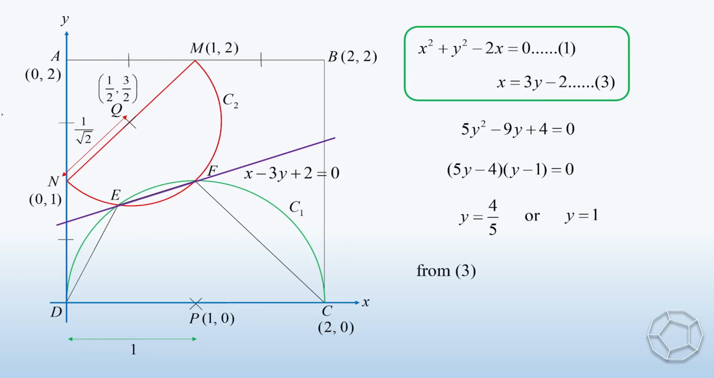Put these values back into equation 3 to solve for x. When y is equal to 4/5, x is equal to 2/5. That's the coordinates of E.